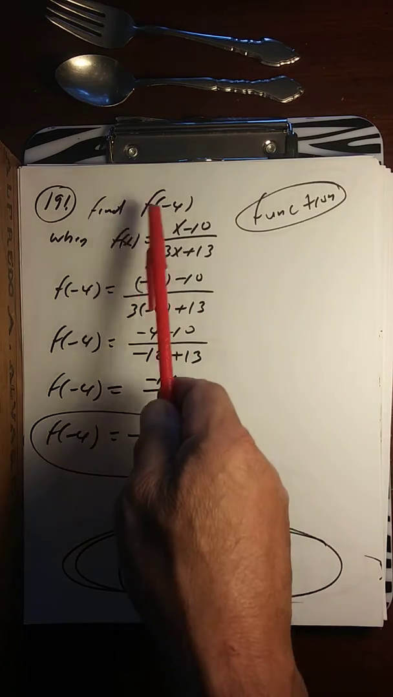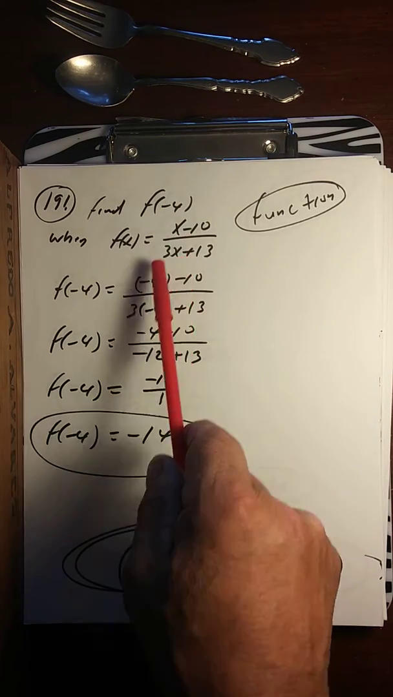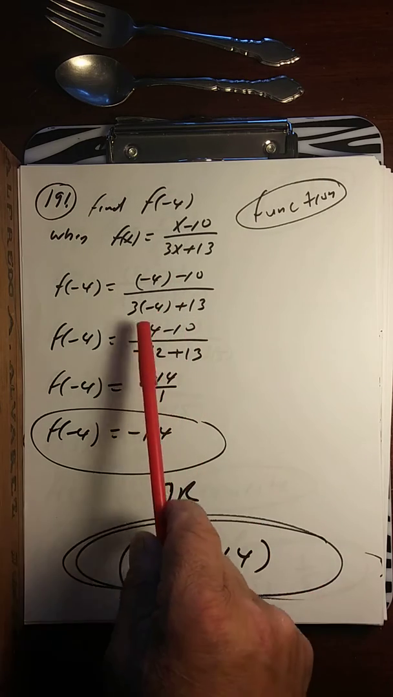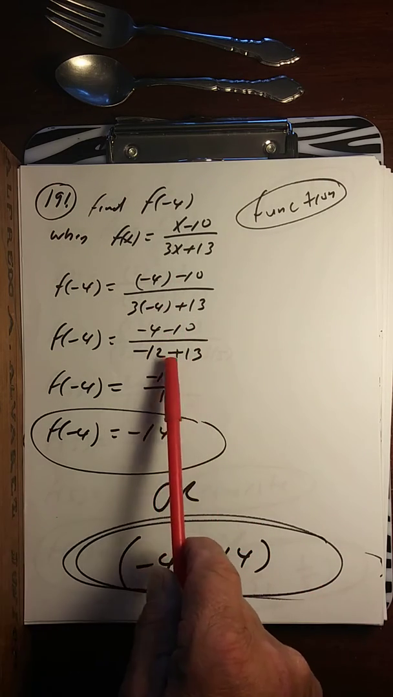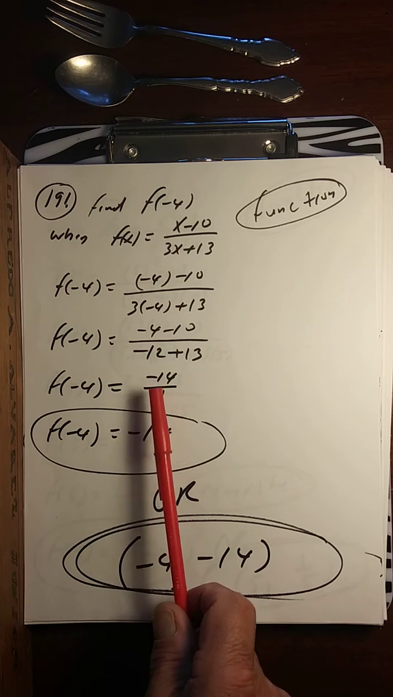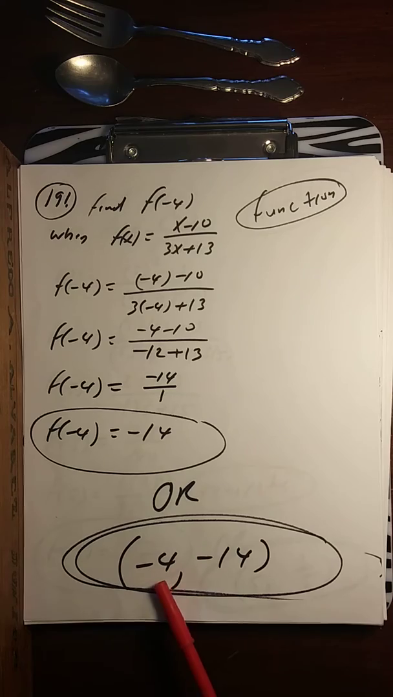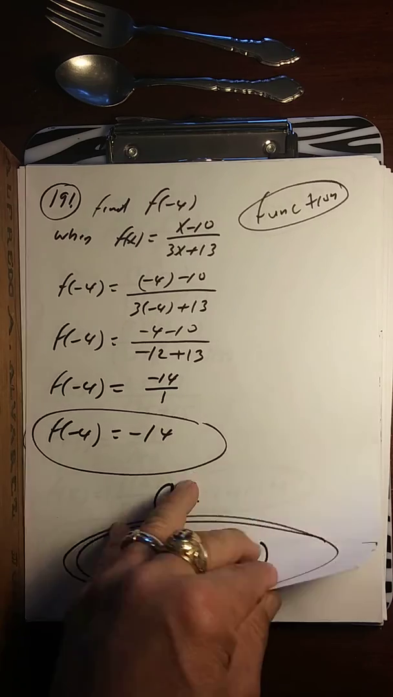Another function. F of negative 4. Put it in there where the x's are. So negative 4 there, negative 4 there. So that's going to be negative 4 in that. And that's going to be negative 12. Plus, and then that's going to give you negative 14 over 1. But that's just going to be a negative 14. So f of negative 4 is negative 14. Or negative 4 comma negative 14.